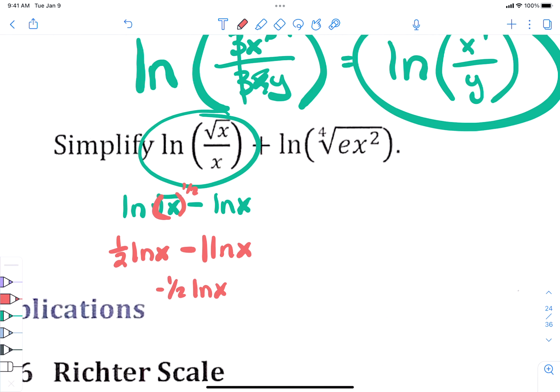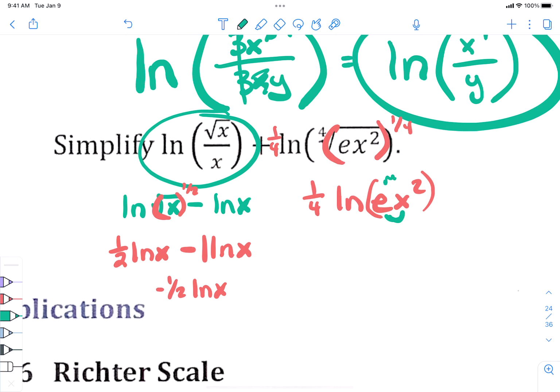Let's move the 4. This is to the 1/4 power, right? So I'm going to put the 1/4 in front. So this is 1/4 ln of e x squared. Move the 2? Nope, not yet. Do we see how we get that? 1/4 comes down in front. Okay? ln. All right. So now I want to separate these two.